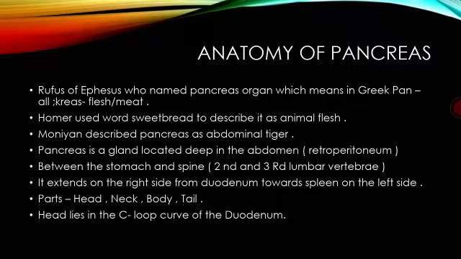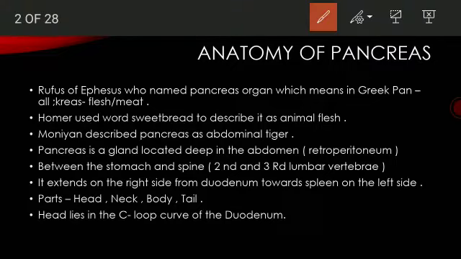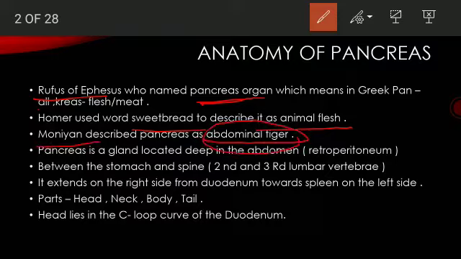Many scientists found this pancreas very interesting. Rufus of Ephesus named the organ pancreas, which in Greek means pan, all, and creas, flesh or meat. Homer used the word sweetbread to describe the pancreas as animal flesh, as it looks like that, and Monian described the pancreas as an abdominal tiger. So let's discuss this abdominal tiger.